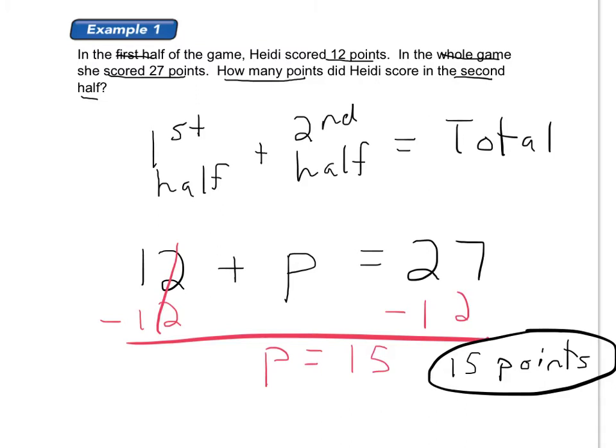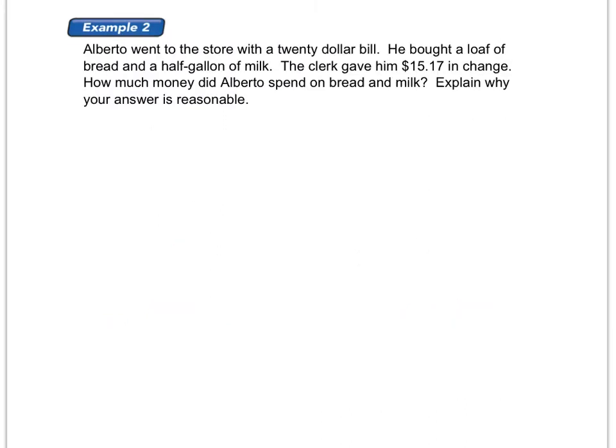Alright, let's go ahead and we just have one more example of these. Now we got a story about Alberto. Alberto went to the store with a $20 bill. He bought a loaf of bread and a half gallon of milk. The clerk gave him $15.17 in change. How much money did Alberto spend on bread and milk? And explain why our answer is reasonable.